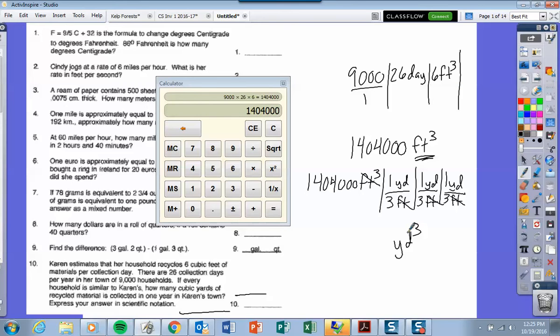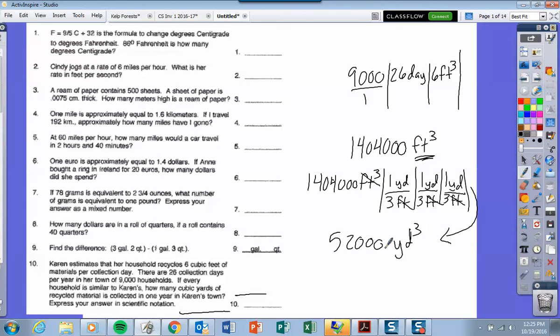When I go through and solve that, that gets me 52,000 yards cubed. In order to move it to scientific notation, my decimal is here. How many places do I move left? So 1, 2, 3, 4 is the exponent, so 10 to the 4th. 5.2 times 10 to the 4th. Scientific notation always just wants one number in front of the decimal, and everything else is behind it. Because these are all zeros, I don't need to include them. And so it's 5.2 times 10 to the 4th.